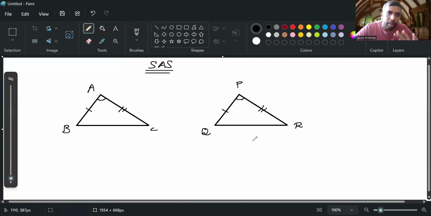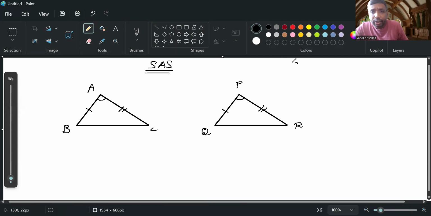People often mistake SAS to mean that any two sides and any one angle between two triangles, if they're equal, then the two triangles are congruent. But that is not the case. Why? Because SAS should always be written as SAS with the A between the two S's. Because only if the angle included between the two equal sides is equal, only then can we say that the two triangles will be 100% congruent.